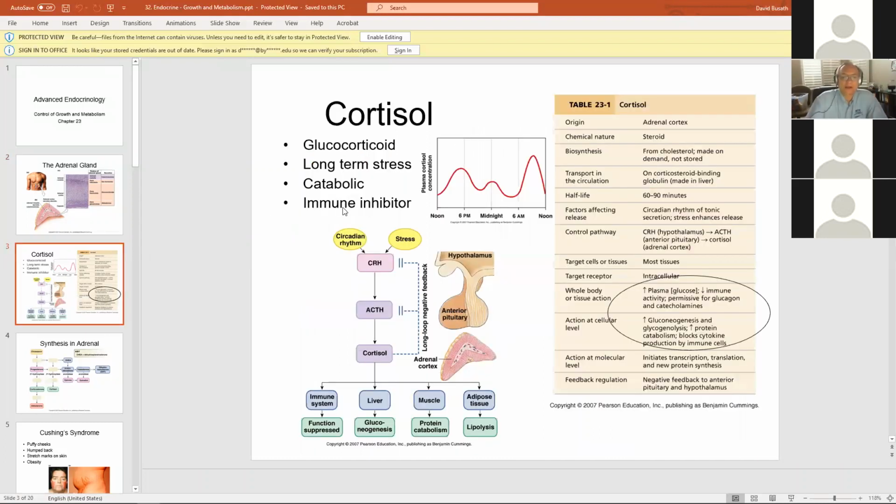Cortisol is catabolic, meaning it stimulates protein breakdown so that pyruvate can be made from amino acids and sent through the bloodstream to the liver for production of glucose. So is that gluconeogenesis? Yes.